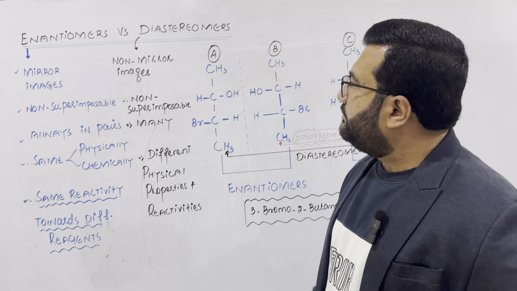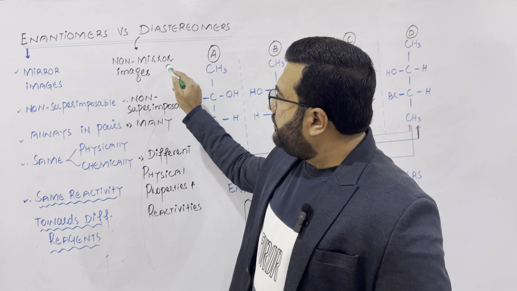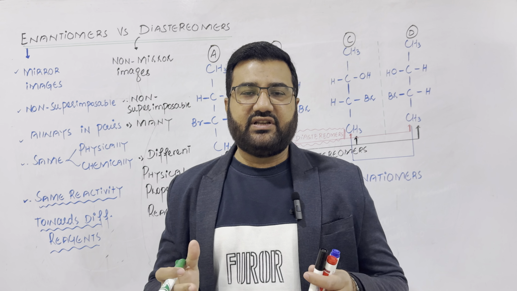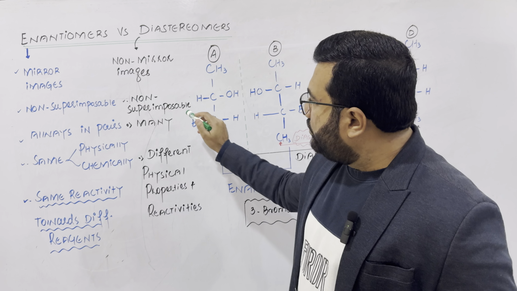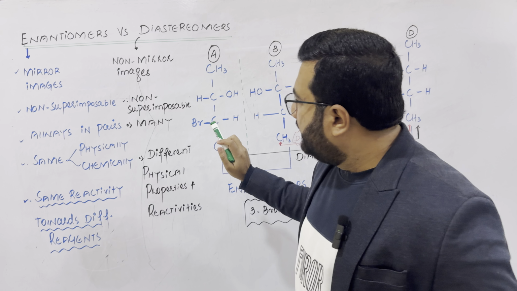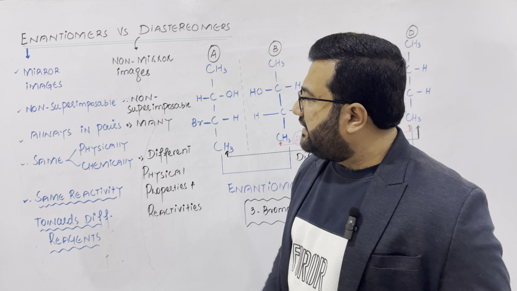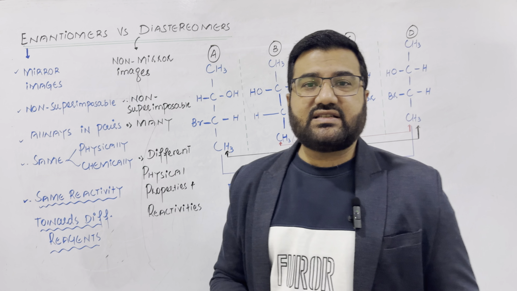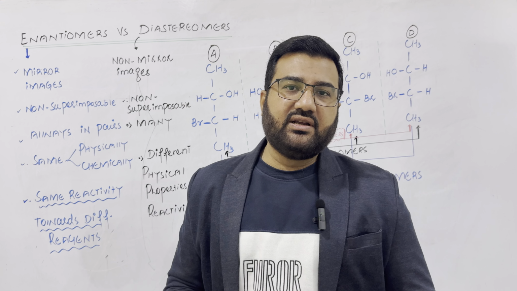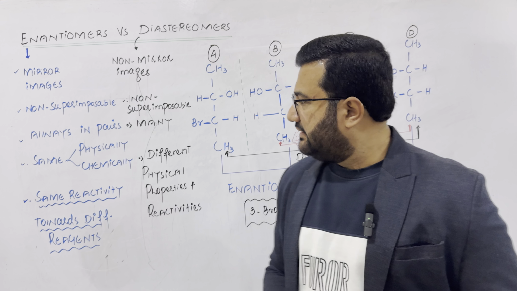Now, what are diastereomers? Diastereomers are non-mirror images. They are not mirror images of each other, and they are non-superimposable, just like enantiomers. Enantiomers always occur in pairs, but diastereomers can be more than two. There can be many compounds which may be diastereomers of each other.